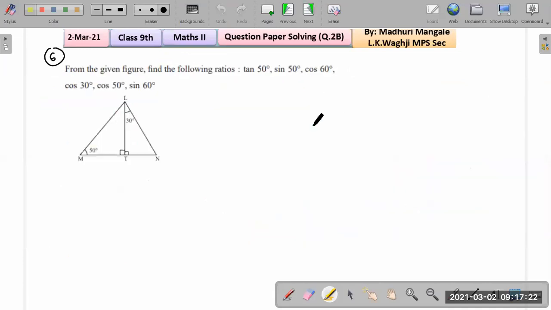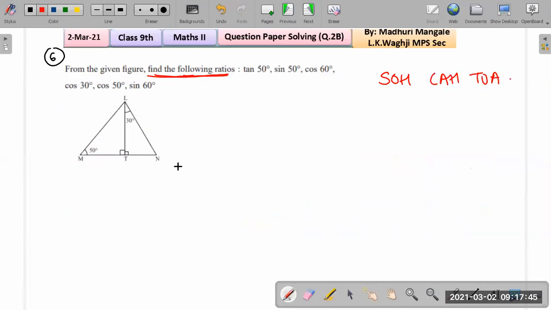Question number 6. Again, a very easy question from the same chapter, trigonometry. What do you need to know for this? We are asked to write the ratios. Whenever you are asked to find the ratios, remember the word SOHCAHTOA.